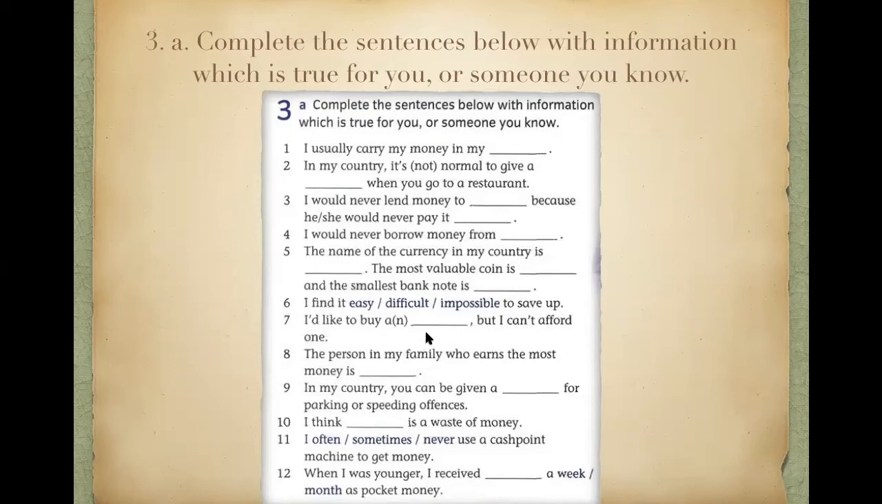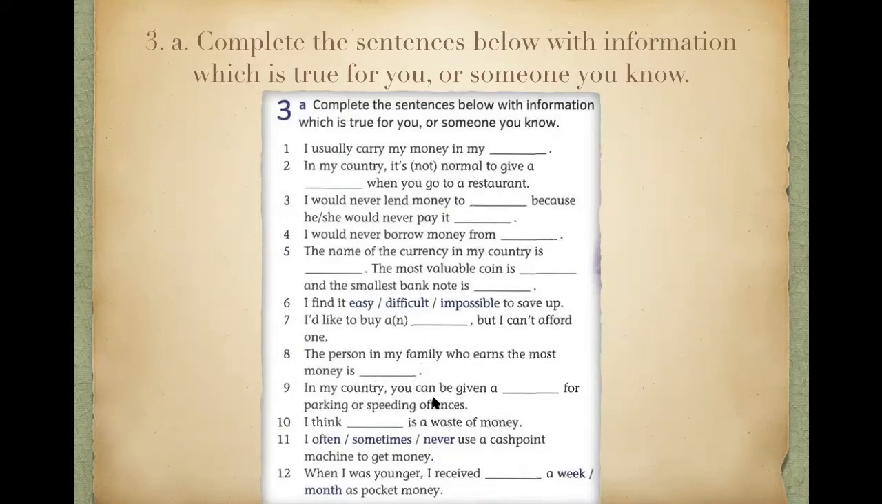A car, a house, maybe a motorbike. I can't afford it. Afford one, no me puedo permitir uno. The person in my family who earns the most money is my father, my dad, maybe. My brother. Your brother, excellent. Your mom, okay.